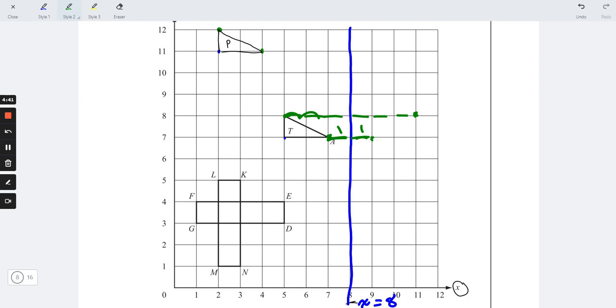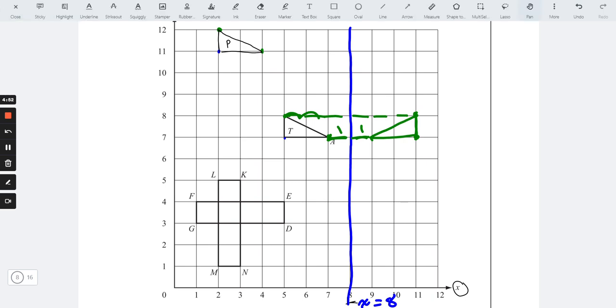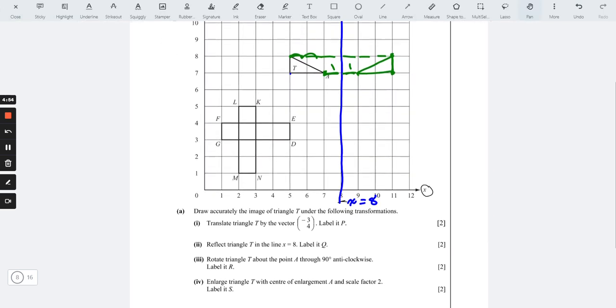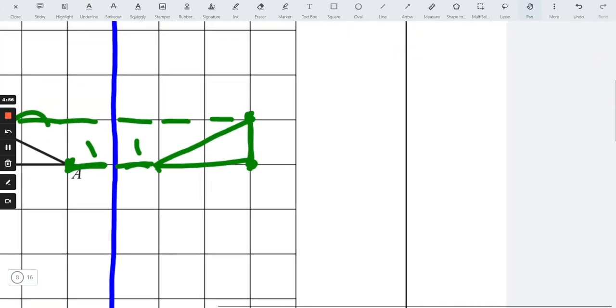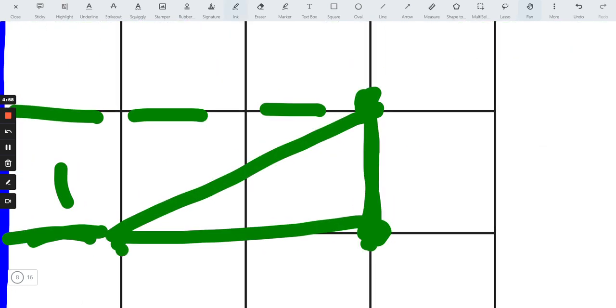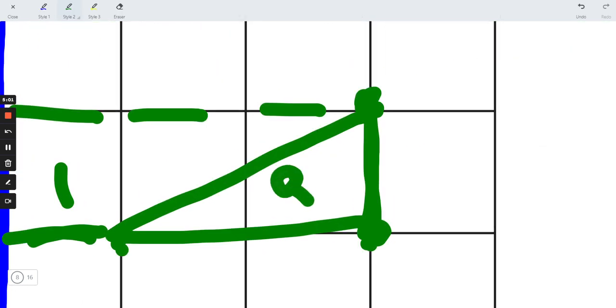And the last one, 1, 2, 3, 1, 2, 3. It will be here. So this is the reflected triangle. This is our reflected triangle and label it Q. So here we have it, Q.